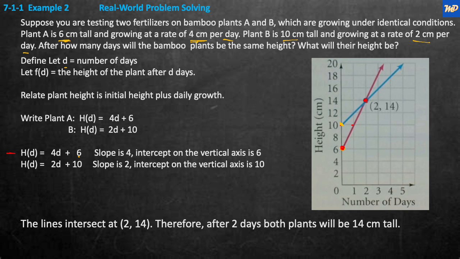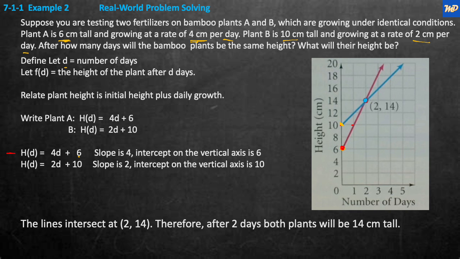Now let's look at the blue. Changing to blue. So now we're going to say that we start at 10 and we go up 2 and over 1. Up 2 over 1. Oh, am I on the wrong one? The slope is 2, 2 over 1. Up 2. Here we go. Same problem. Same intersect, 2 comma 14.